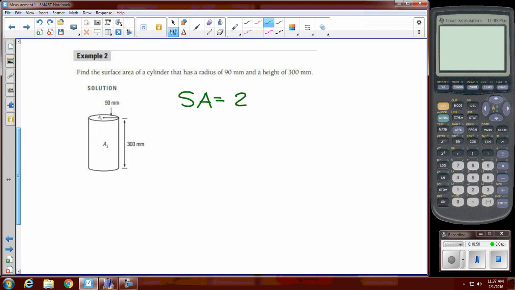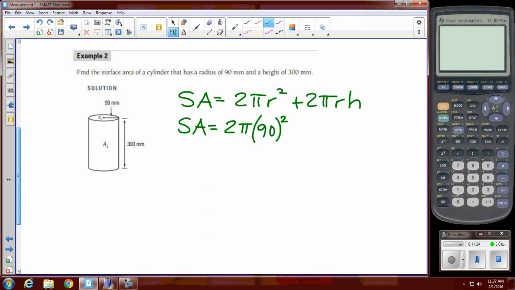So we're going to use this entire formula. So 2 pi r squared plus 2 pi r h. Nice thing in this question, it does give us our radius, so we don't have to divide anything by 2. So the surface area then, 2 pi r squared, and my r is the 90 millimeters.